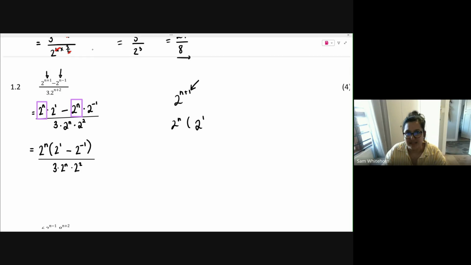And now because everything is either multiply or divide, we can start to divide. So the 2 to the power n's and the 2 to the power n's, they divide away. So what we have left is 2 minus, and 2 to the negative 1 is a half, over 3 times 2 squared, which is 3 times 4, which is 12. Now, honestly, grade 11s, at this point, I would just put that into my calculator. It's entirely up to you. It usually says without a calculator, but put it into calculator.